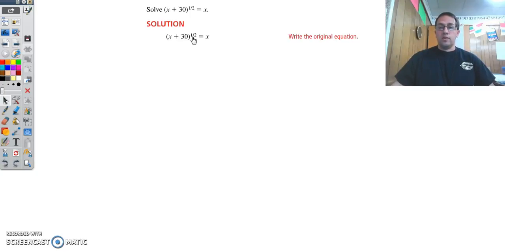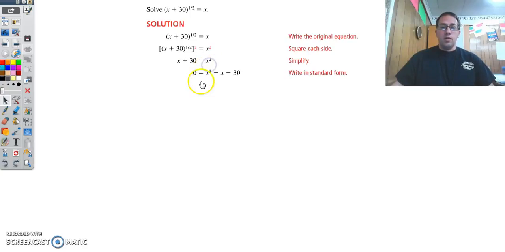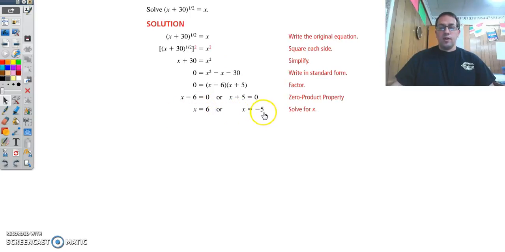So we're going to raise everything to the 2nd power, or we're going to square it, which gives me x plus 30 equals x squared. Now looking at this, hey, this is quadratic. It's got x squared. So we move that x plus 30 over, put this in standard form, set it equal to 0. That can factor pretty well. Set both factors equal to 0, and we solve those. So we end up with x equals 6 or x equals -5.